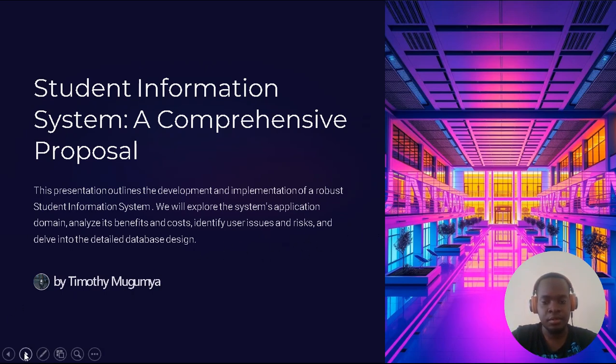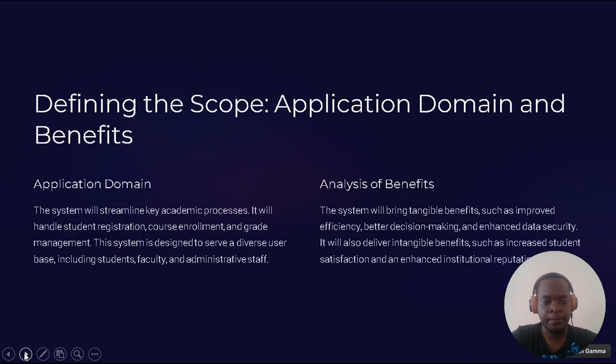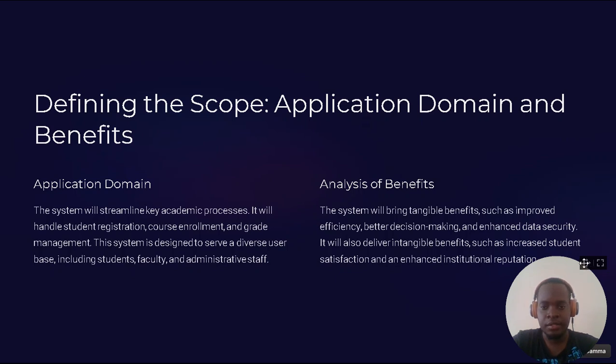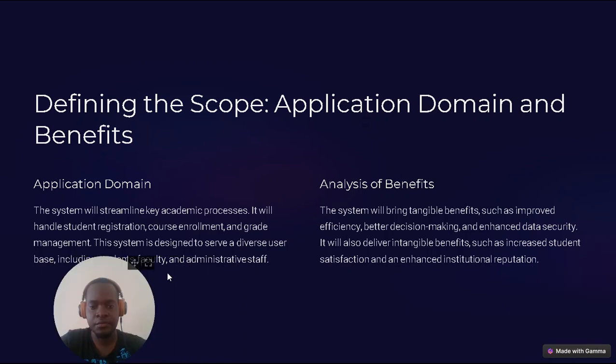Again, it's Timothy Magumya presenting. So we shall define the scope, and this includes the application domain and benefits. The application domain: the system will streamline key academic processes. It will handle student registration, course enrollment, grade management, and attendance management. In the analysis of benefits, the system will bring tangible benefits such as efficiency, better decision making, and enhanced data security.